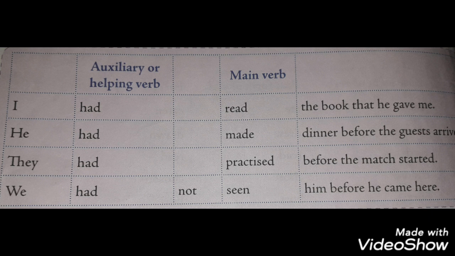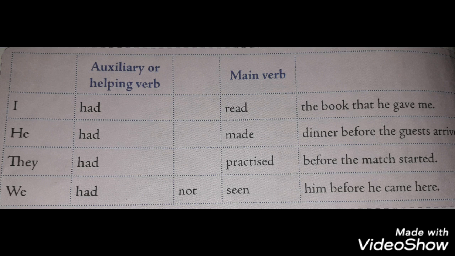I had read the book that he gave me. I, helping verb had, read the book that he gave me. Past perfect tense. He had made dinner before the guests arrived. They had practiced before the match started. This is also the same past perfect tense. Here had is the helping verb and the main verb is given here, and then the rest of the sentence.